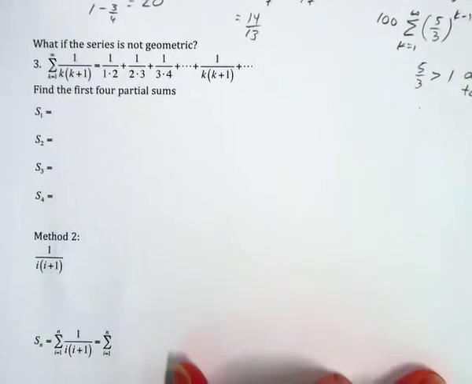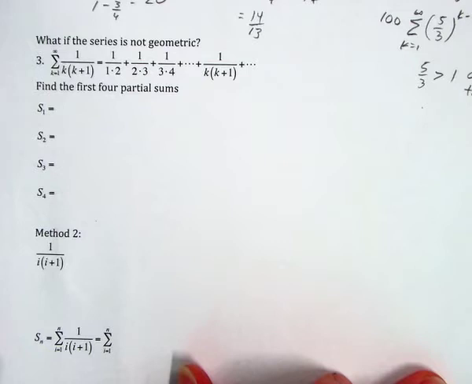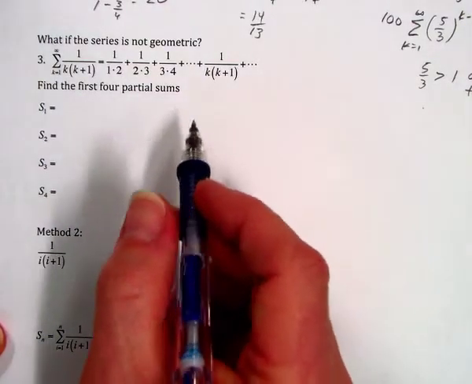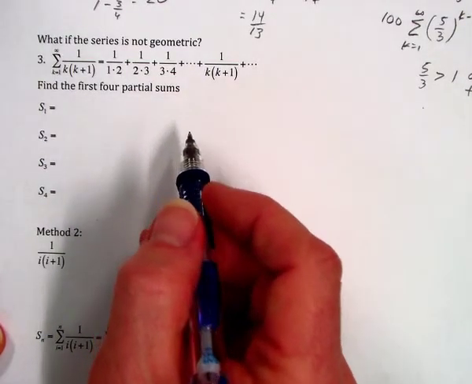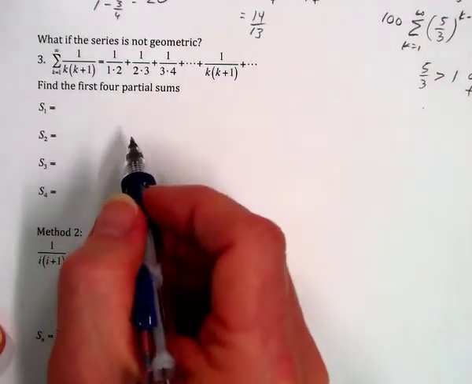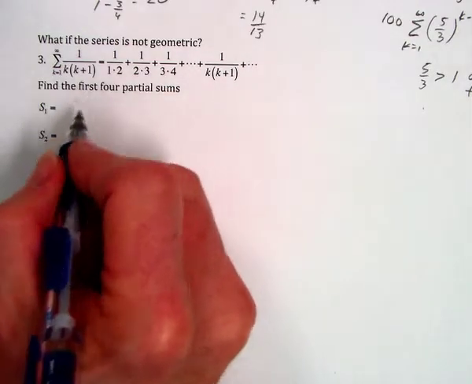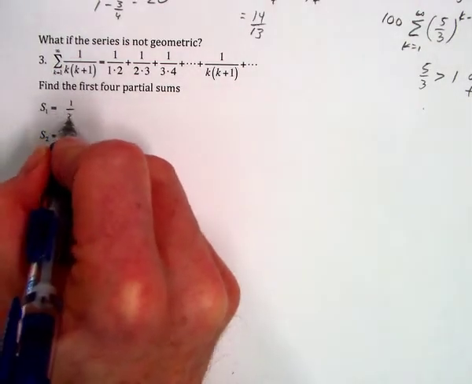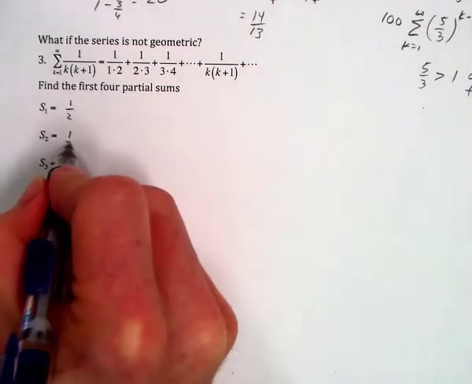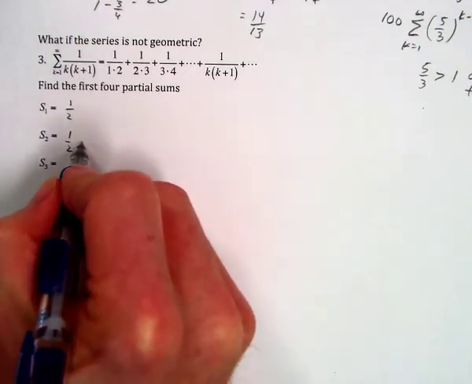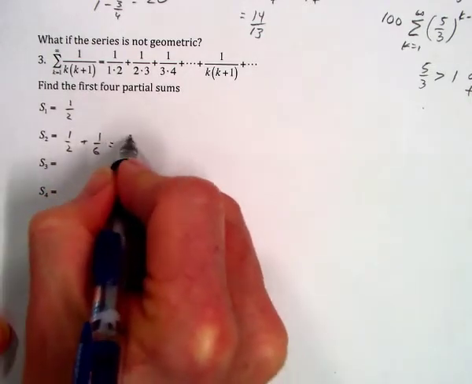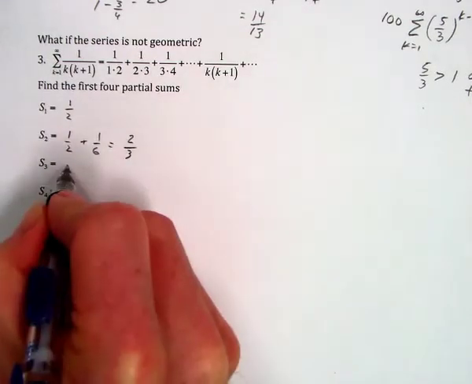Let's look at something that's a little different. What if it's not geometric? Well, what we can do is find the partial sums. So let's look at the first 4. We have s sub 1 will just be that first term, 1/2. The next one will be 1/2 plus 1/6. And when we simplify that, we'll get 2/3.